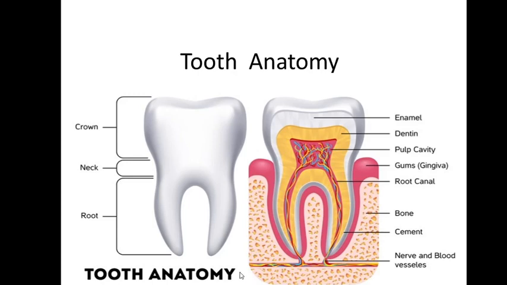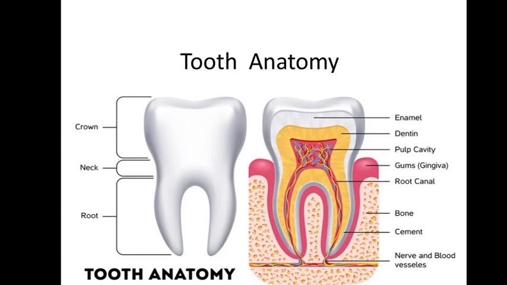The neck of the tooth is also called the cemento-enamel junction or cervical line. This allows for attachment of the gingiva or the gums, and this is where the crown's enamel layer meets the cementum layer of the roots.